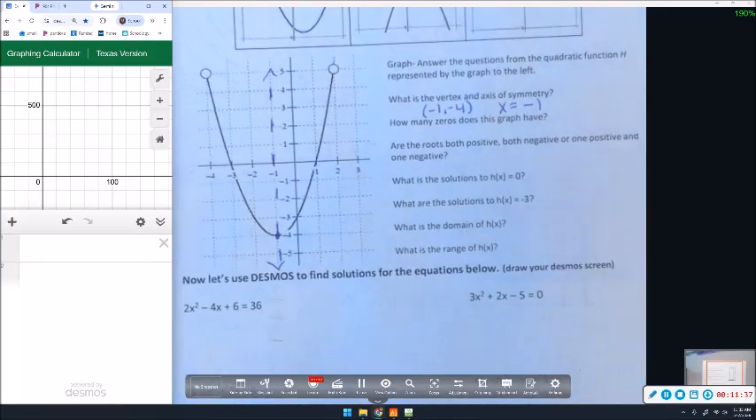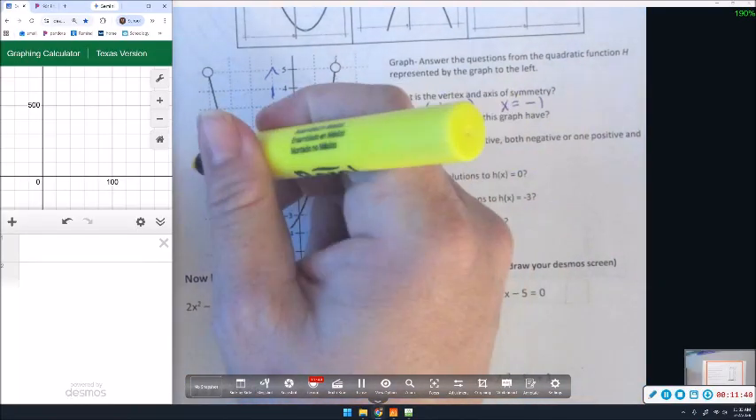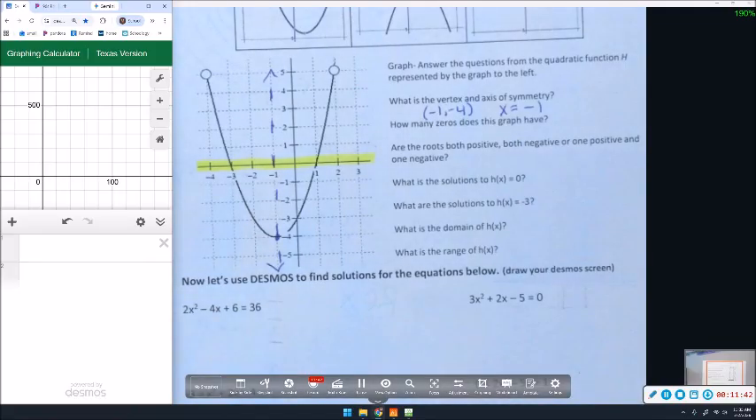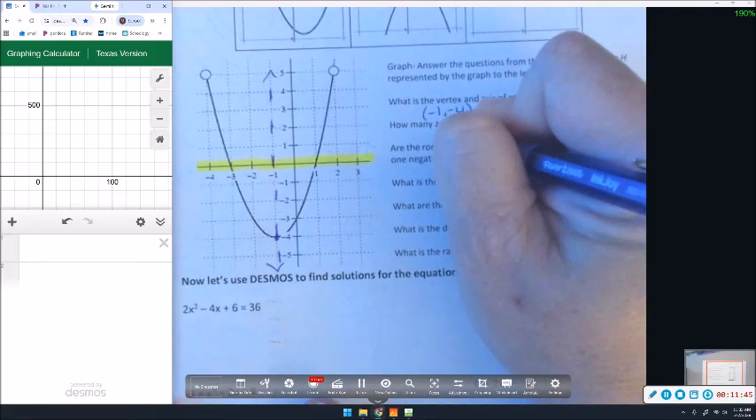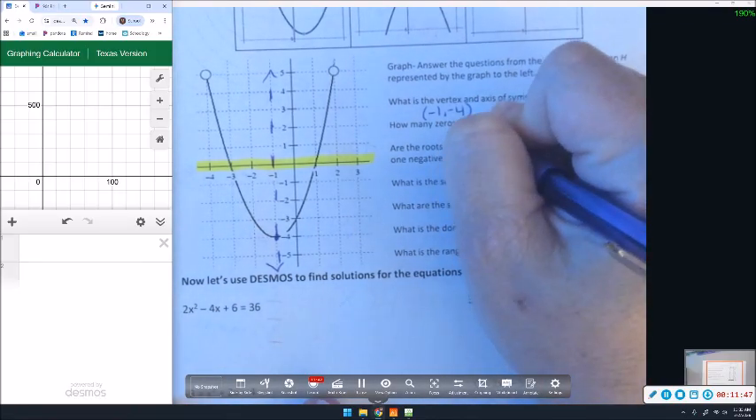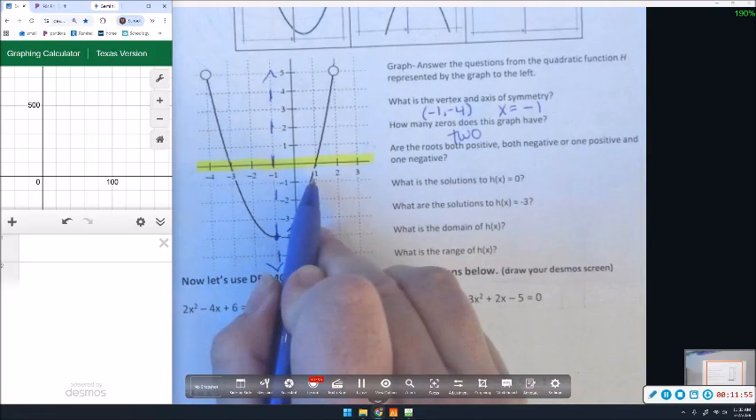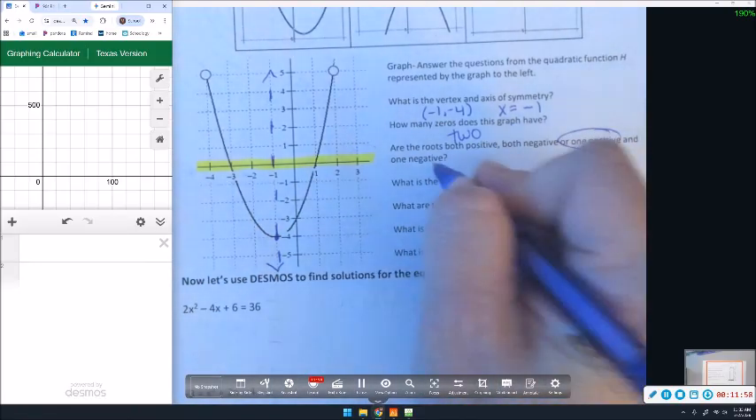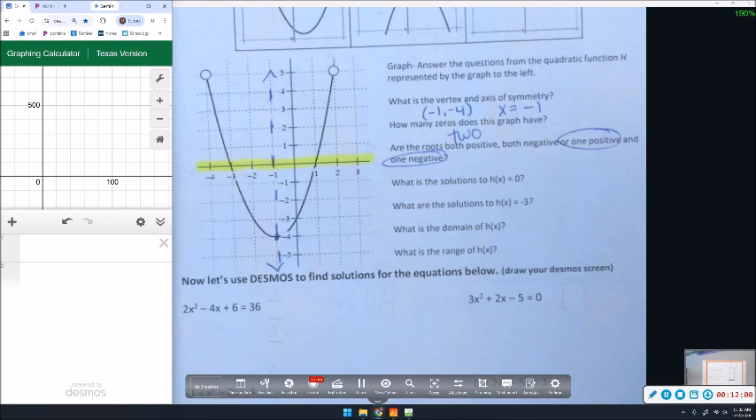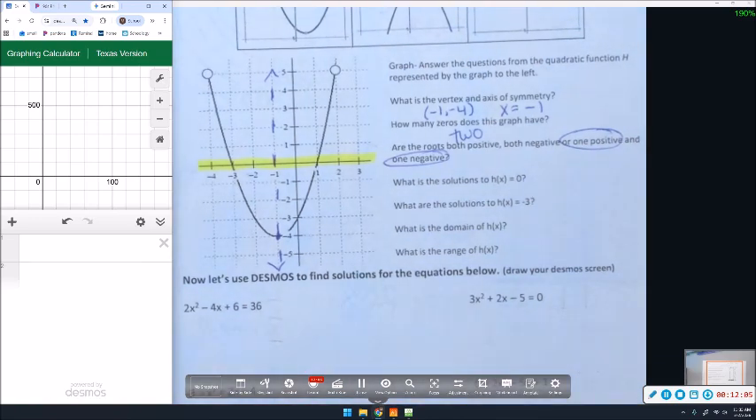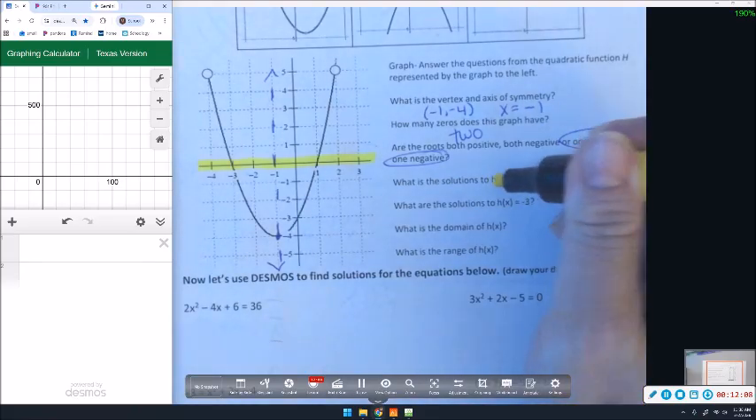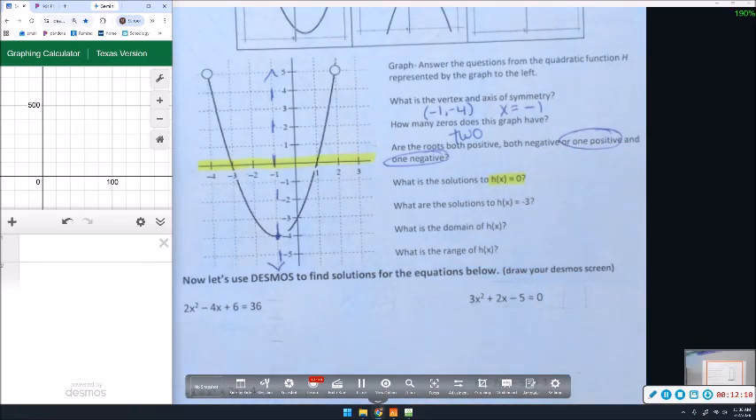Okay, how many zeros does this graph have? 2. Okay, are both roots positive, both negative, or one positive, one negative? Yeah, look, this is a positive 1, this is a -3, so I have 1 positive, 1 negative. And what is the solution for h of x equals 0? Or what are the solutions? -3 and 1. Good job.